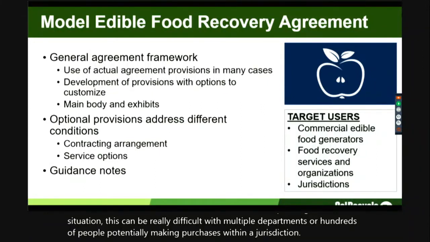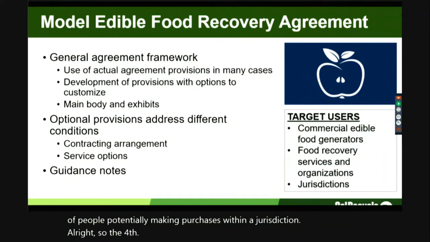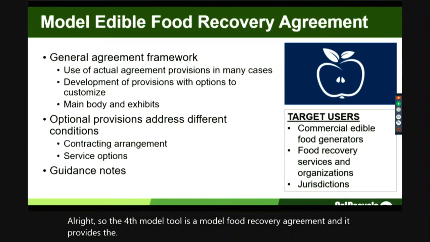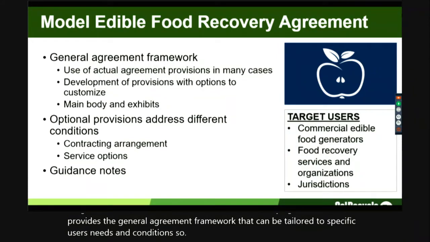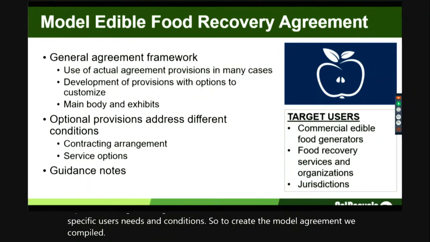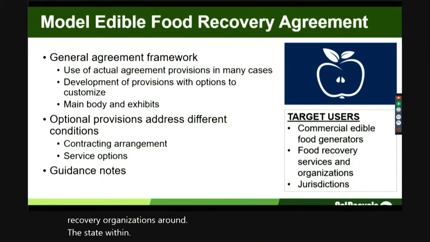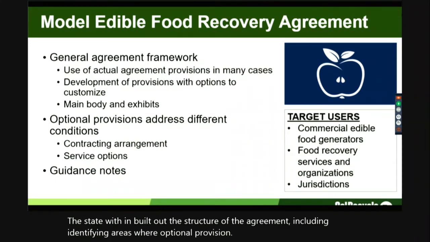All right, so the fourth model tool is the Model Food Recovery Agreement, and it provides the general agreement framework that can be tailored to specific users' needs and conditions. So to create the model agreement, we compiled examples of existing food recovery resources used by food recovery organizations around the state. We then built out the structure of the agreement, including identifying areas where optional provisions are needed to reflect different types of arrangements.